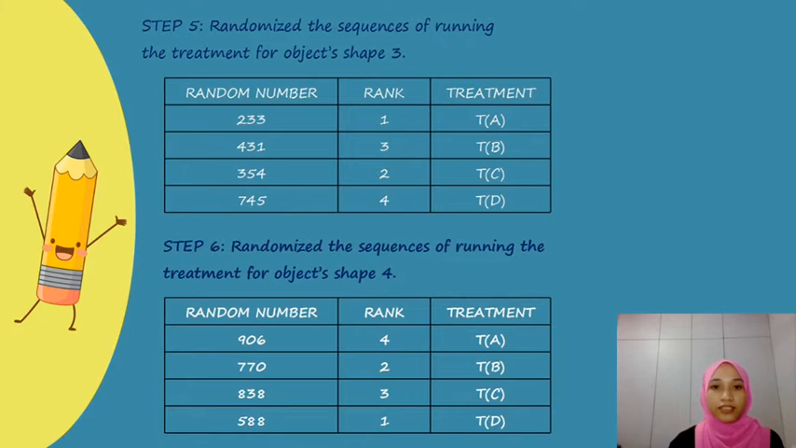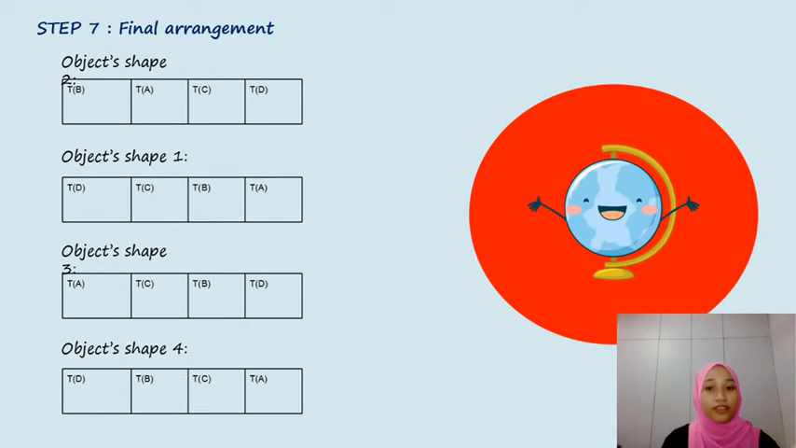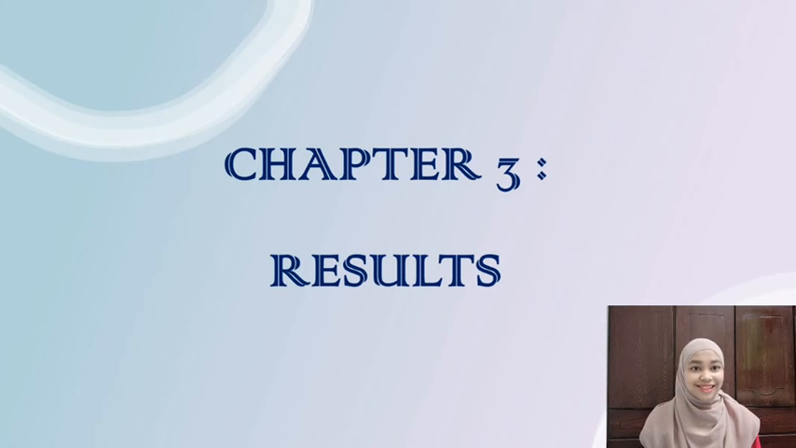And then we randomize the sequences of running the treatment for object shape 3. And then we randomize the sequences of running the treatment for object shape 4. This is our final arrangement of the randomization. In addition, let's move to chapter 3, result.